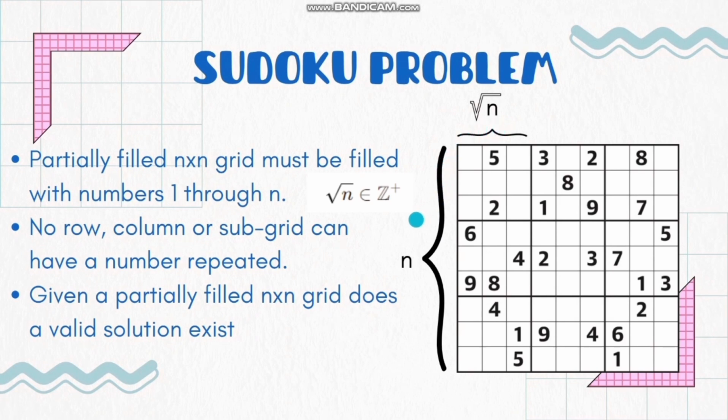Now, the rules are simple. No row, column, or subgrid can have a number repeated. So let's define this problem now as a decision problem. Given a partially filled n by n grid, does a valid solution exist?